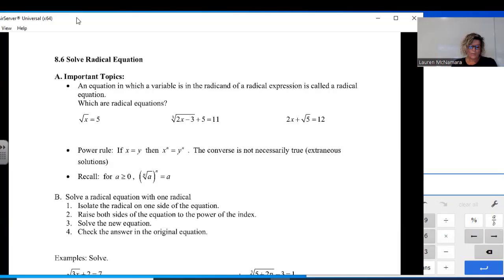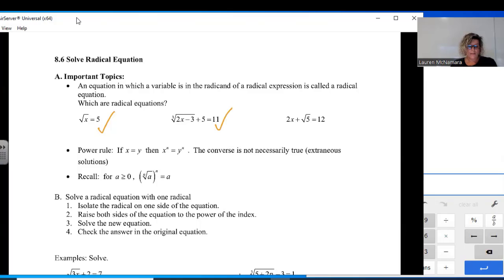Where is my variable at in this first example? Yeah, it's underneath my radical. That means that this is then a radical equation. Looking at the next one, where is my variable at? My variable is underneath the radical. This time it's a cube root. So once I see that my variable is underneath, I know it's a radical equation.